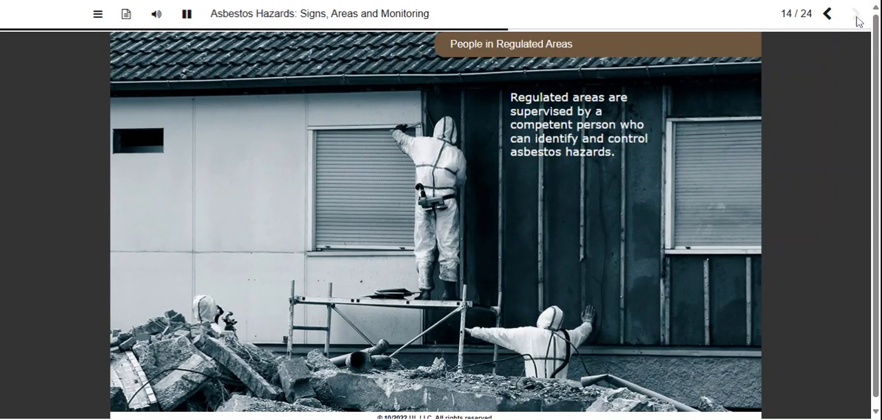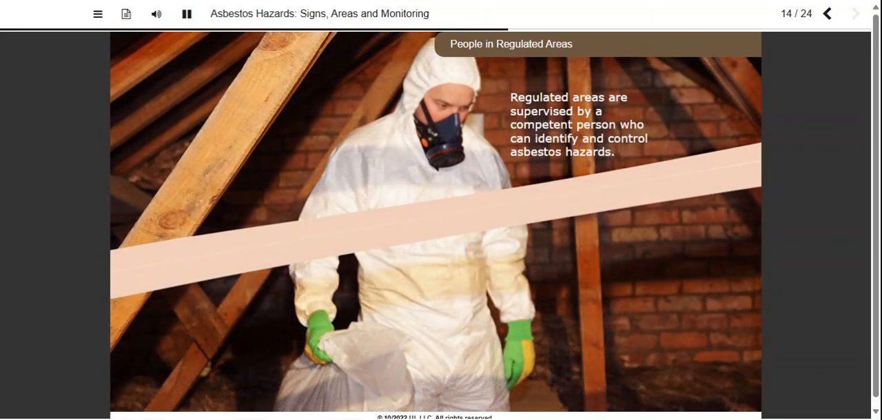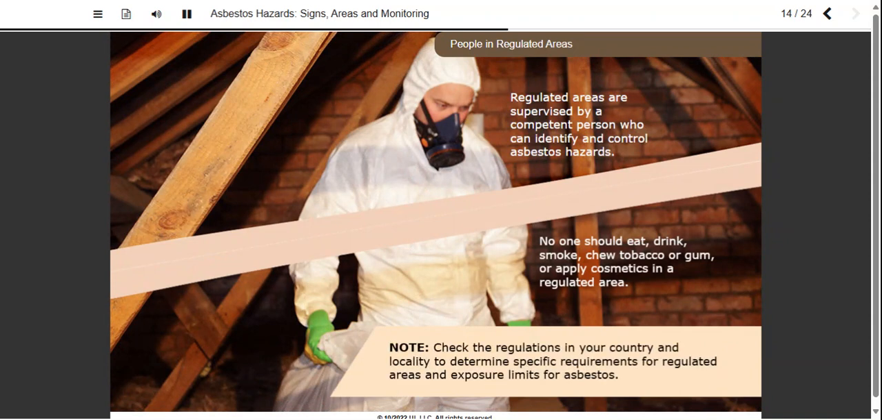People in regulated areas are supervised by a competent person who can identify asbestos hazards and select appropriate control strategies. The competent person has the authority to promptly take action, such as directing people or installing controls to eliminate asbestos hazards. No one should eat, drink, smoke, chew tobacco or gum, or apply cosmetics in a regulated area. If asbestos is on these items, people may breathe them in as they bring them to their face or ingest them through their mouths.